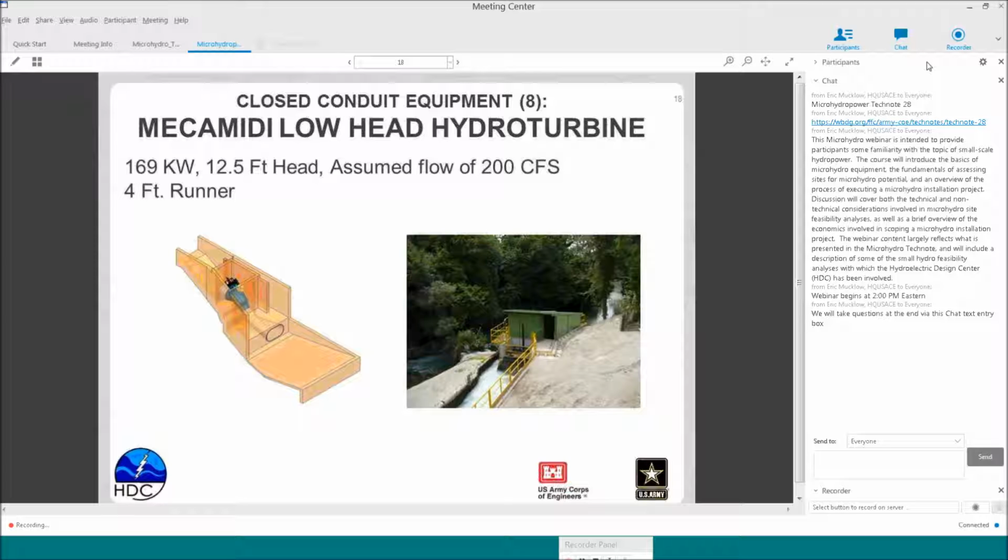It's a low head site. It appears where there may have been an existing lock that they modified to utilize that dam and that change in the 12.5 feet of head by installing this powerhouse with an output of 169 kilowatts.